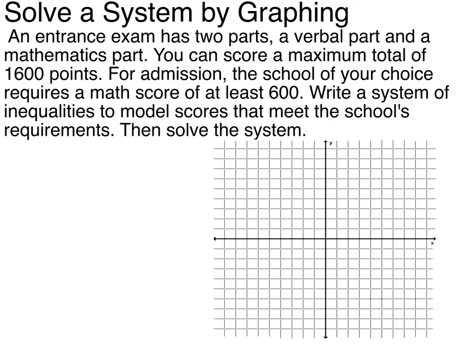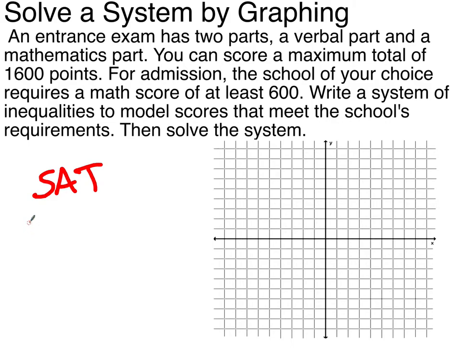Okay, so now we're going to have a system of inequalities with a word problem. So we've got to write the system of inequalities and then solve it. An entrance exam has two parts, a verbal part and a mathematics part. Sound familiar? You can score a maximum total of 1,600 points. Should start to be sounding like this. For admissions, the school of your choice requires a math score of at least 600. Write a system of inequalities to model the scores that meet the school's requirements and then solve the system.